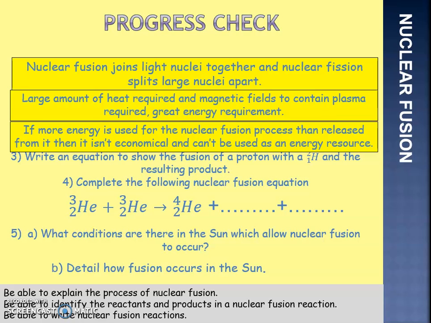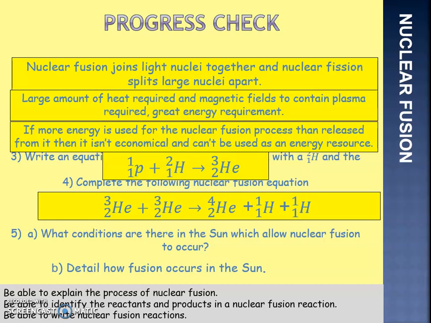Okay, write an equation to show the fusion of a proton with a hydrogen atom, which has got 1 neutron and 1 proton, and the resulting product. That would look like this. 1,1p plus 2,1h gives us 3,2he. Complete the following nuclear fusion equation. That's how it looks completed.